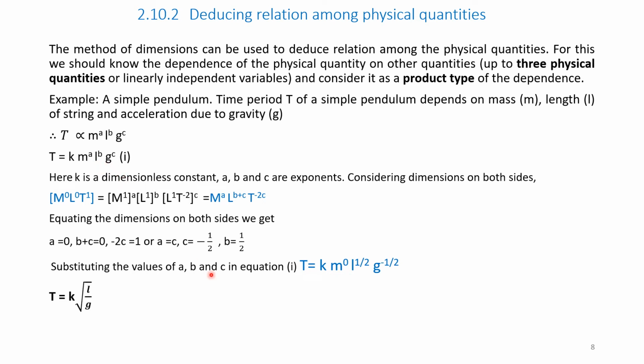So we can rewrite this equation for the period of the pendulum as T is equal to K into the square root of L divided by g. m to the power of 0 we can eliminate. L to the power of half is the square root of L, and g to the power of minus half goes to the denominator. Hence, the equation for the simple pendulum is derived.